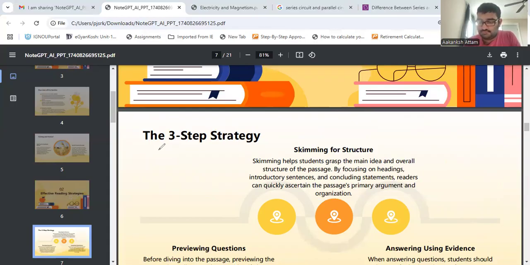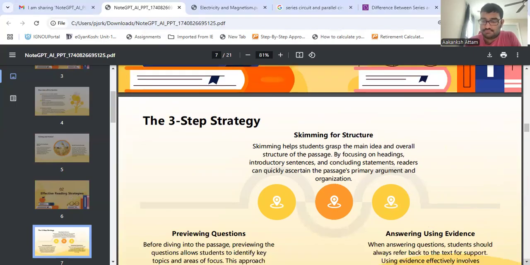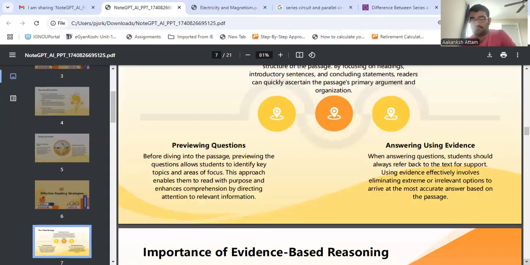Then you need to preview questions. Now let's understand what you mean by previewing questions. Before jumping into the passage, you need to read the questions carefully. When you are reading the questions very carefully, it will be easier for you to identify the key topics and areas of focus.